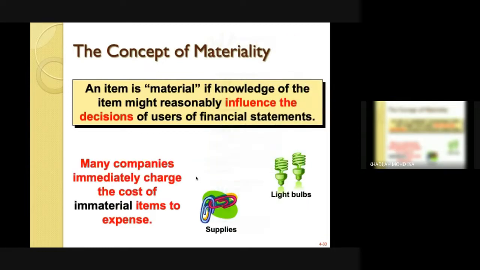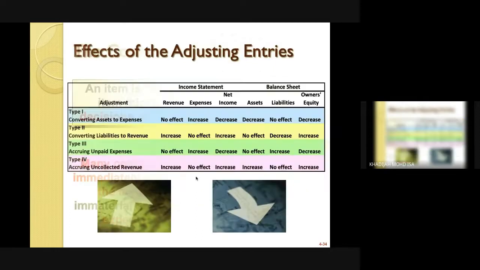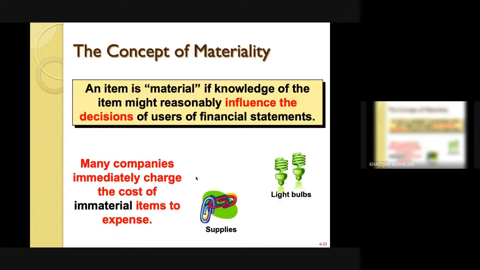Okay, materiality. An item is material if knowledge of the item might influence the decision. So sometimes, if a company buys its office supplies in bulk, for example, rather than buying one pencil, they buy a box of pencils or boxes of pencils. Right, for stationery, for example, these are office supplies. So they buy in bulk.